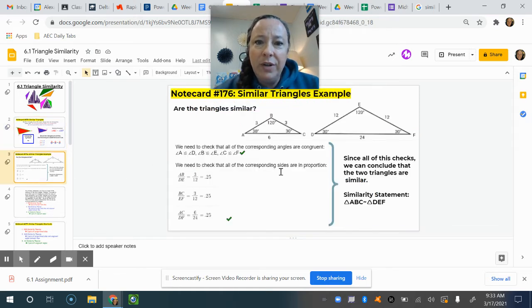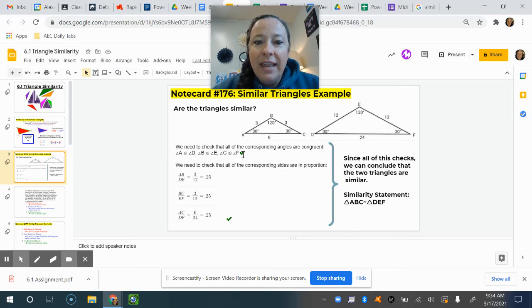All right, now we're going to move on to an example of a similar triangle. So are these triangles similar? We have to check first that all the corresponding angles are congruent. Looking at the figure, angle A is congruent to angle D. They're both 30 degrees. Angle B is congruent to angle E. They're both 120 degrees. Angle C is congruent to angle F. They are both 30 degrees. So check mark. All of the corresponding angles are congruent.